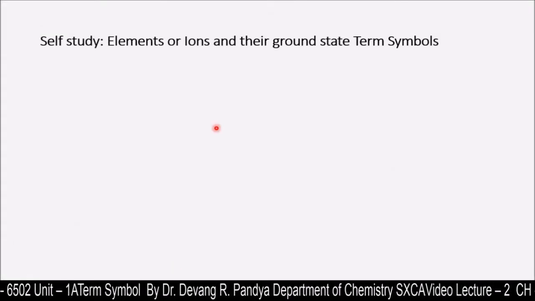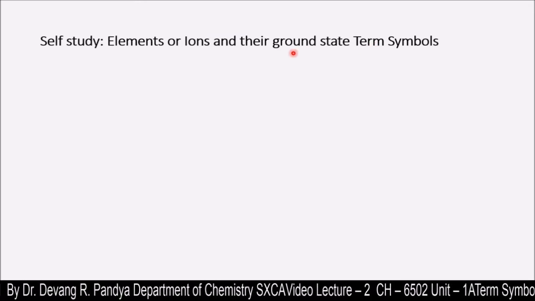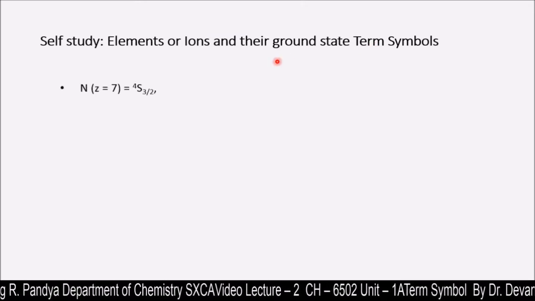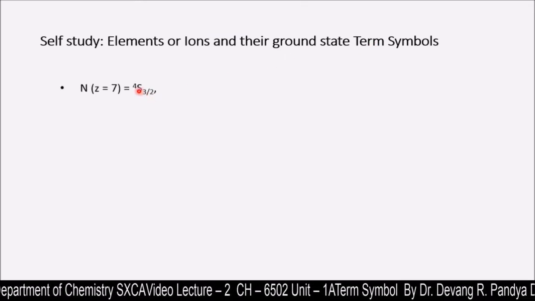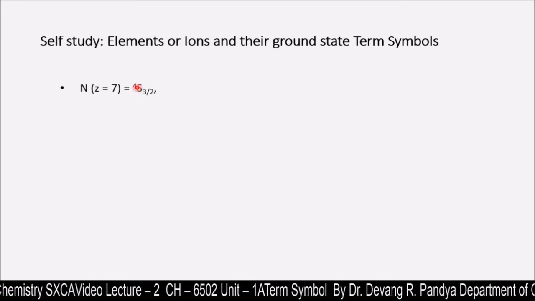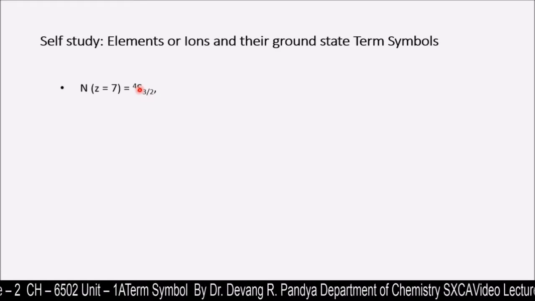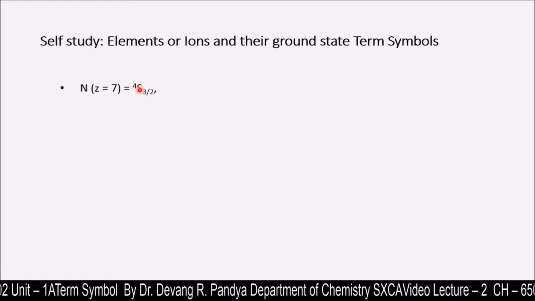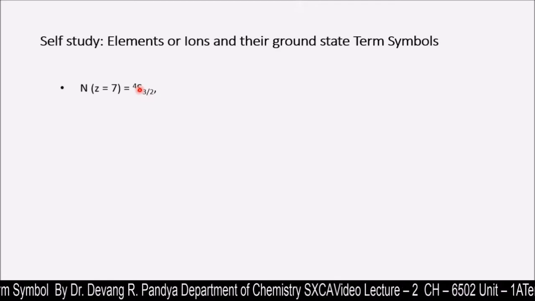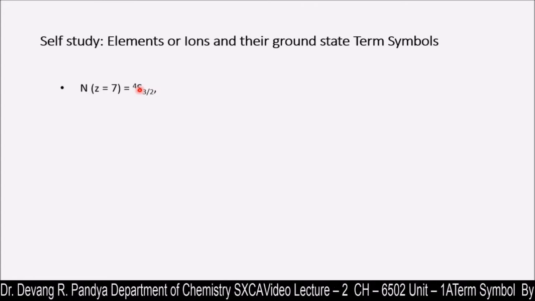Now, as self-study, calculate the ground state term symbols of certain elements and ions. I can give you the example of nitrogen, where the ground state term symbol would be quartet S 3 by 2. How are we going to get this? You need to do the calculation and tell me. If you are not able to do the calculation, please ask me, and I will explain.